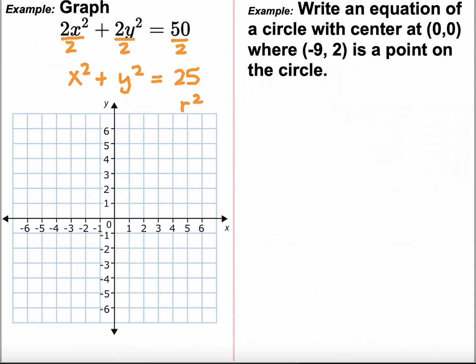Can you tell that r then is 5? 5 squared would be 25. So my radius is 5. The radius of this circle is 5.